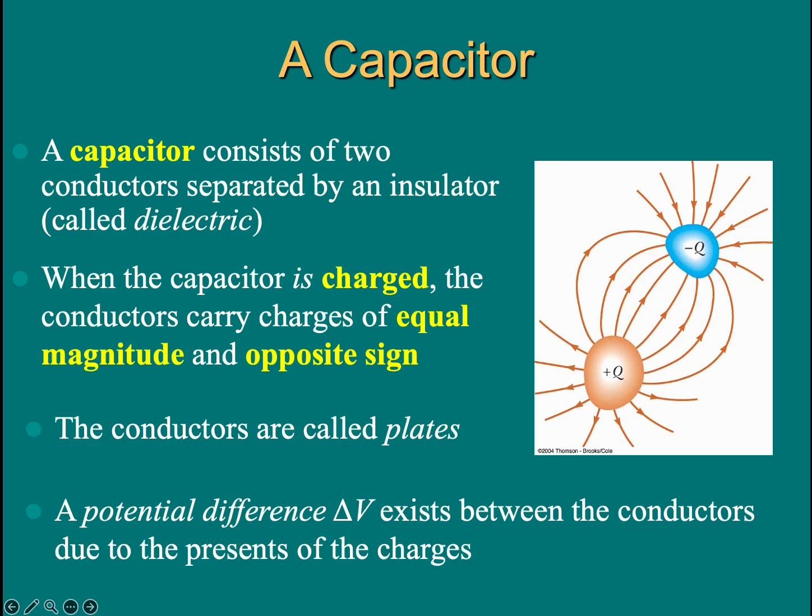Two conductors separated by an insulator will give us a capacitor. When the capacitor is charged, the conductors will carry equal magnitude of positive and negative charges. The conductors are called plates. A potential difference delta V will be there between the conductors due to the presence of the electric charge.